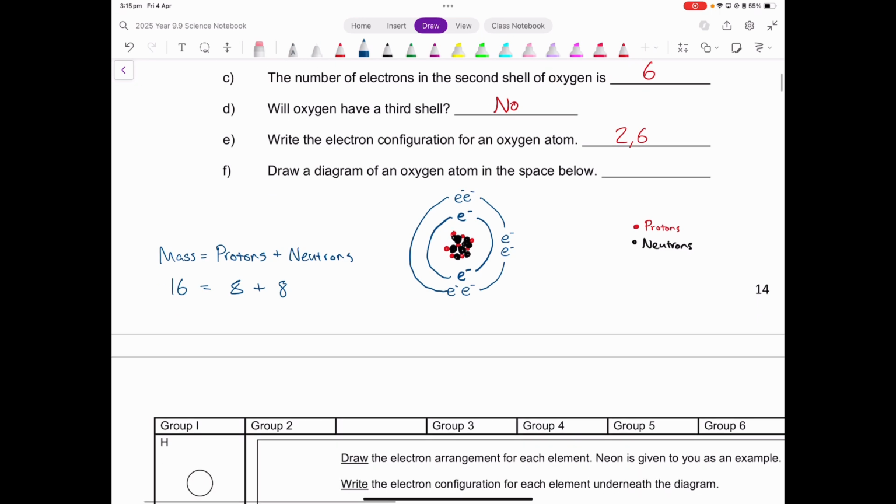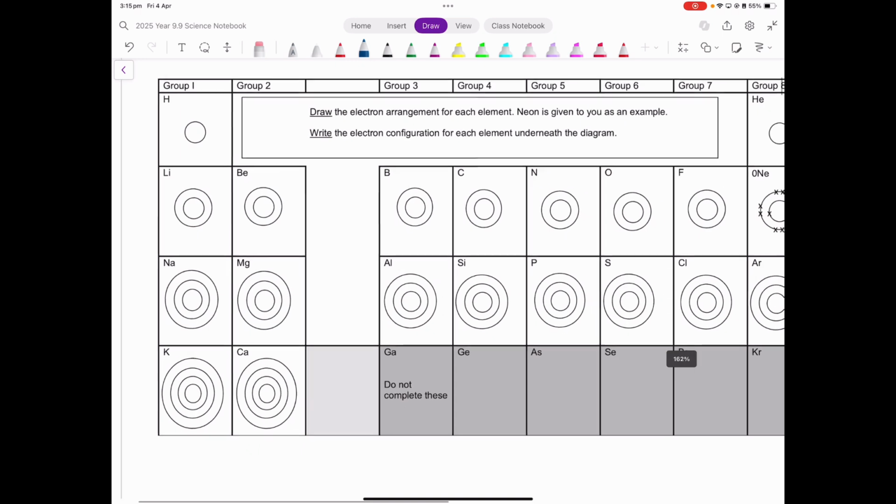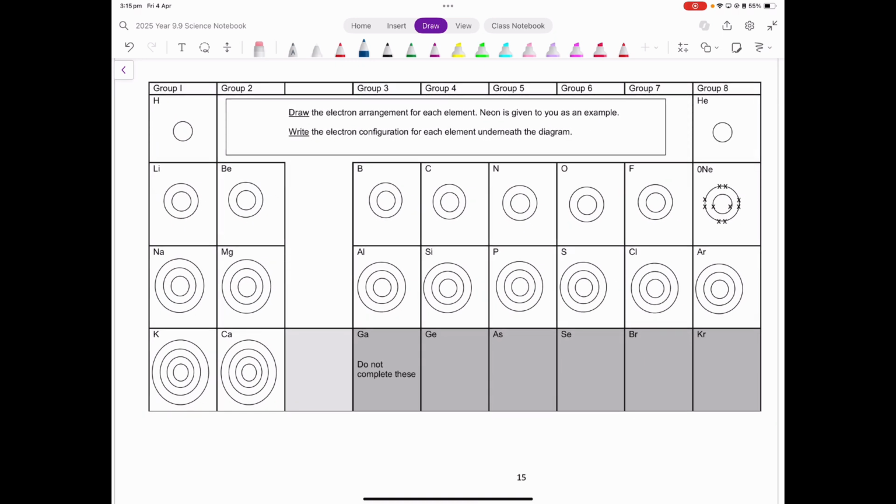All right, so what we're going to do now, you're going to have a go at drawing all of these ones now. And we're going to do the first 3 together. Now the last 2, potassium and calcium, are really tricky because they've got a 4th shell. And I haven't taught you explicitly what to do in a 4th shell, but I trust that you'll be able to do it quite well. So let's do the first 3 together.